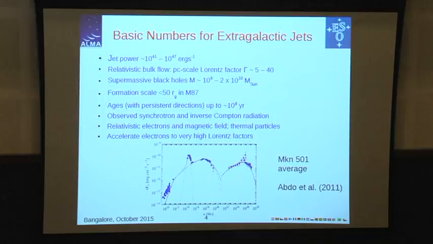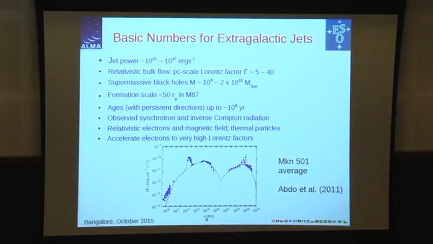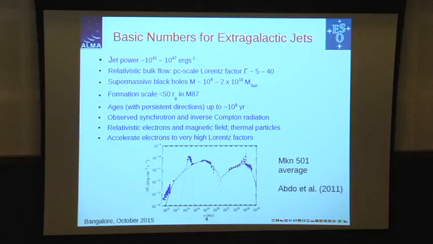The jet powers that we talk about for astrophysical jets in extragalactic sources are typically somewhere between 10^41 ergs per second, depending where you put the boundary of what's a radio galaxy, and 10^47 ergs per second. We know that relativistic bulk flow is fundamental, with typical bulk Lorentz factors somewhere in the range of 5 to 40 on sub-parsec scales. They're driven by supermassive black holes, by which we mean somewhere between 10^6 and the record holder, which is somewhere around 2 by 10^10 solar masses.